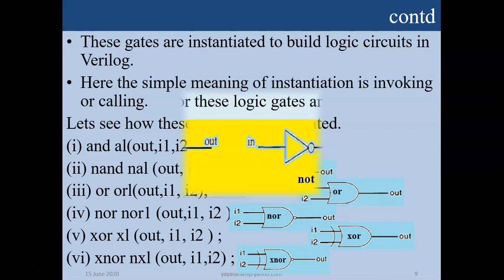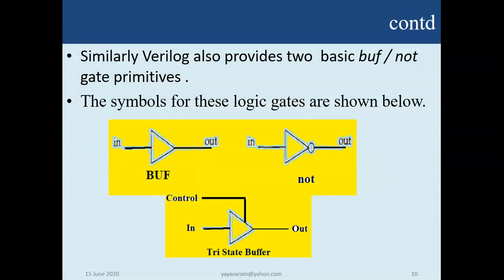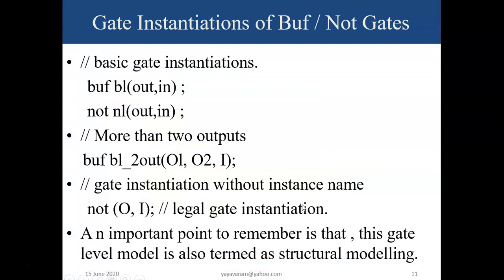Now let us take the next type, buffers and NOT. Similarly, Verilog also provides buffers. It has one input and one output. Similarly, the NOT gate, which inverts the input. Similarly, we have a tri-state buffer. In the same way as you have seen the OR and AND gates, here buffer also: buffer B1, just a name, you can give any name, simply you can call buffer 1 or any other name, buffer K, you can give any number.